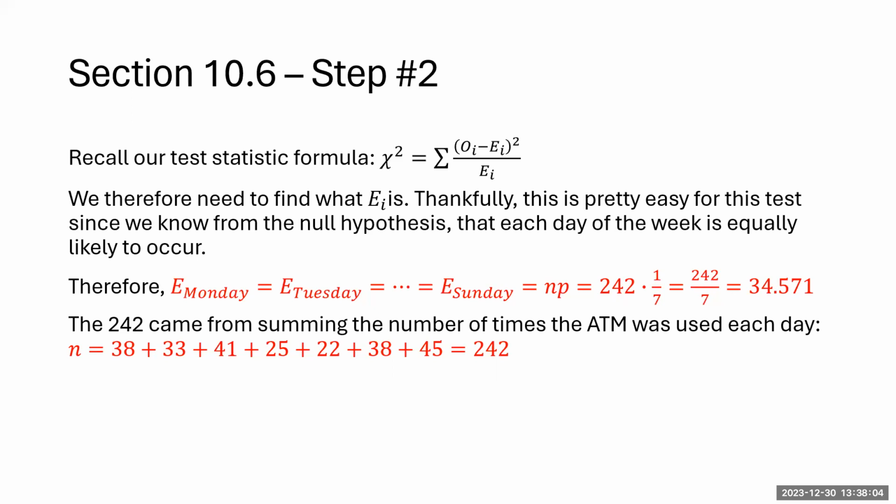So the n of 242 came from me adding up all the times the ATM was used from that frequency distribution. We multiply that by 1/7, okay, since we have 7 days of the week and it's all equally likely, and we get a value of 34.571. So the good news is that this expected count is going to be the same for every single observed value in this specific test.